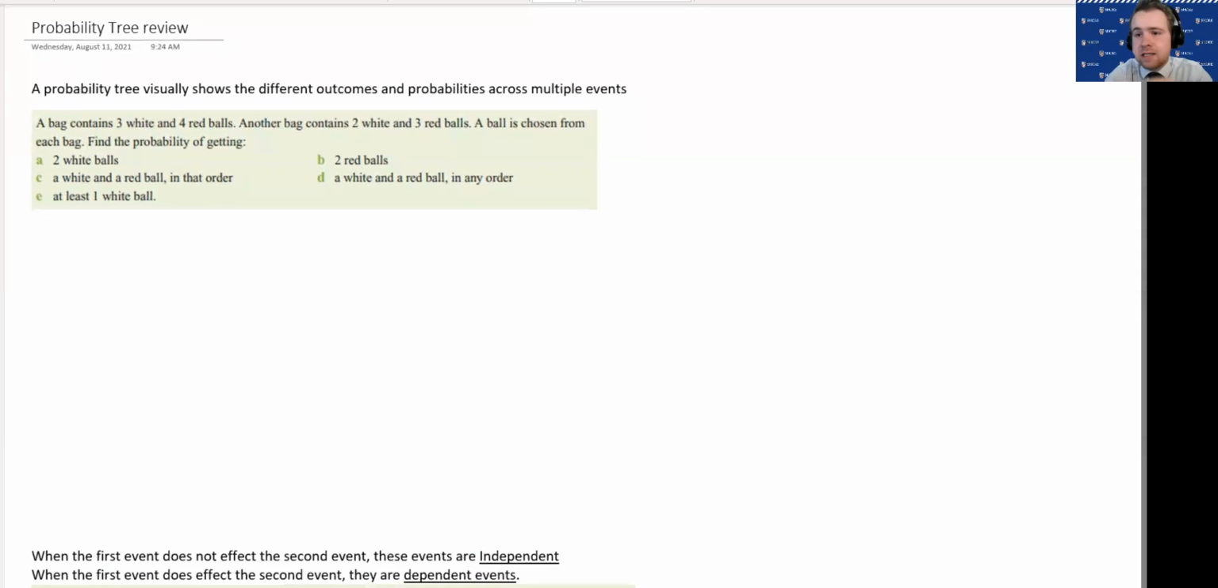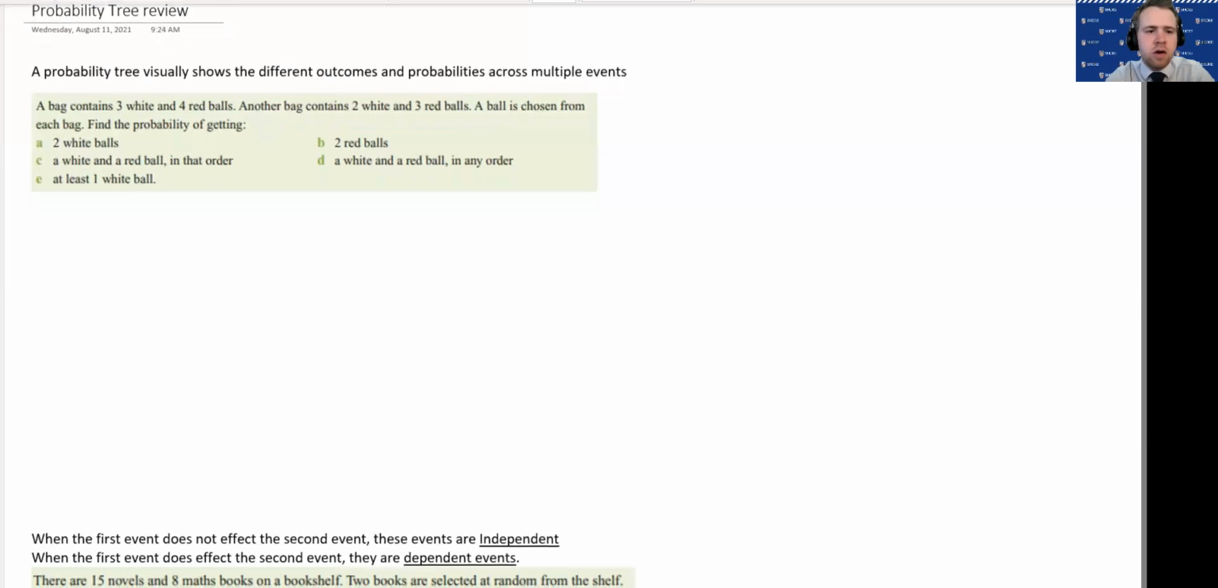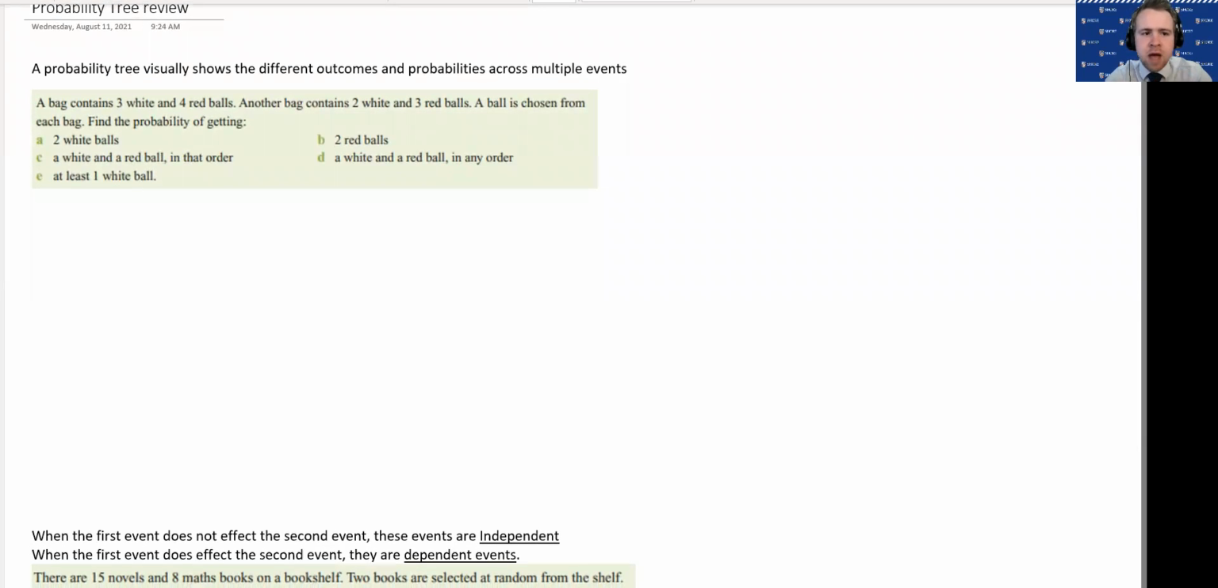What a probability tree does is it visually shows the different outcomes and probabilities across multiple events. So we show the different outcomes as branching off in different directions. And then we can show the next event, and all of the outcomes of that event that would follow all of the options of the first event. So in this example, we have a bag with 3 white and 4 red balls, and then we have a second bag with 2 white and 3 red balls.